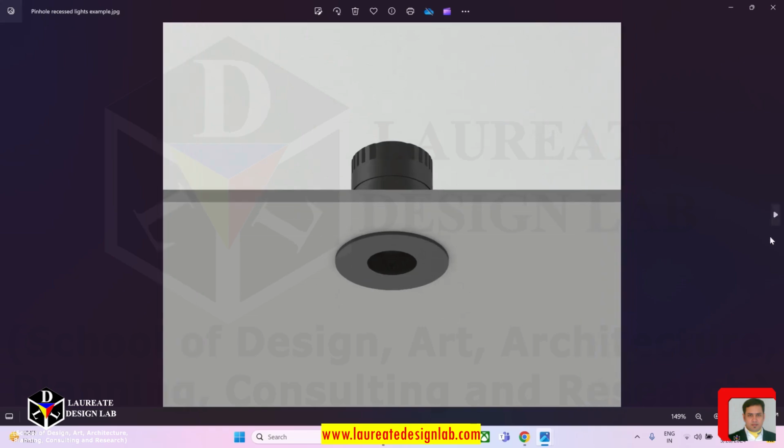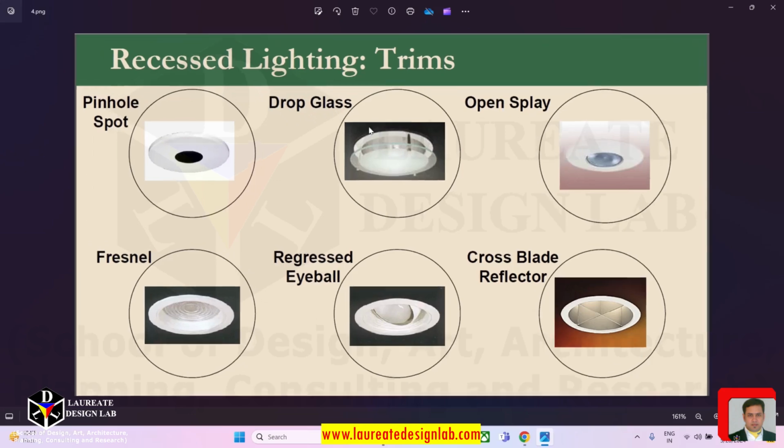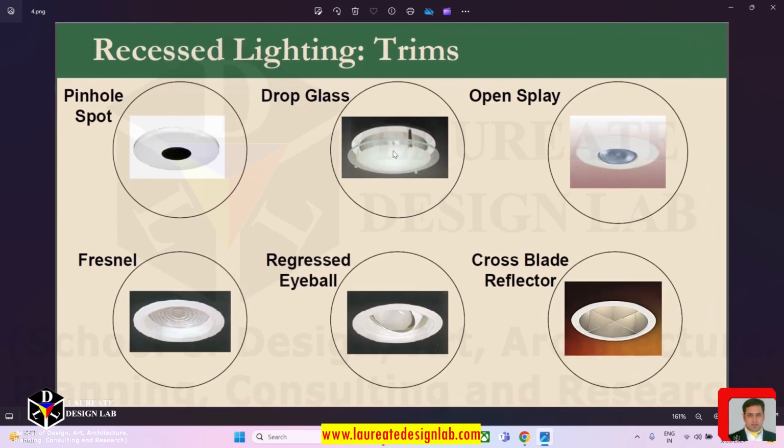Example of pinhole. Drop glass. This is the old-fashioned light. Earlier, they used to make another shell outside in the glass. This used to work as a diffuser. So nowadays you don't find such type of spotlight or recessed light in the market.